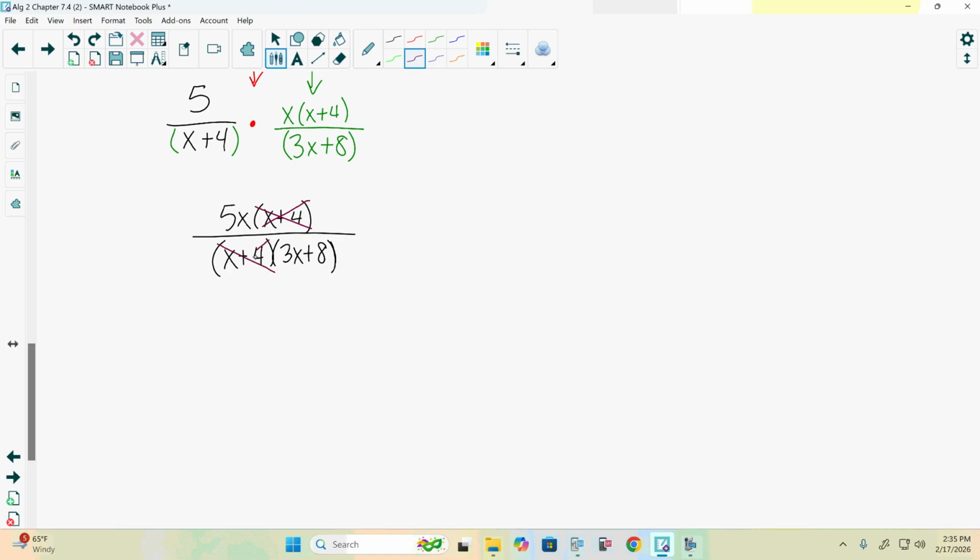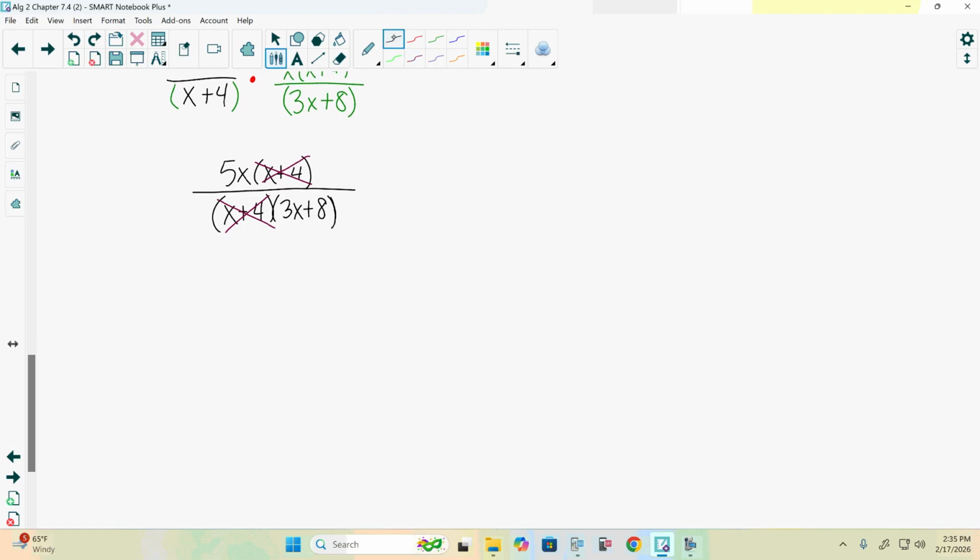Our x plus 4 on top and x plus 4 on bottom will simplify because the 5x and x plus 4 are being multiplied together. Same thing's true with the x plus 4 and 3x plus 8 on bottom. So those will cancel, leaving us with 5x over 3x plus 8. No greatest common factor between the 3 and 8, nothing we can do to reduce it. And because it's being added, there's no way to simplify, so we just have 5x over 3x plus 8.